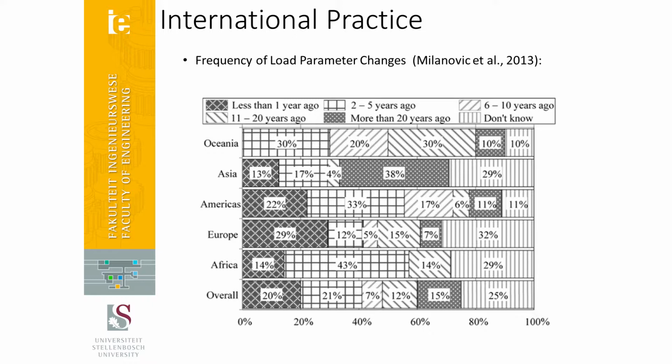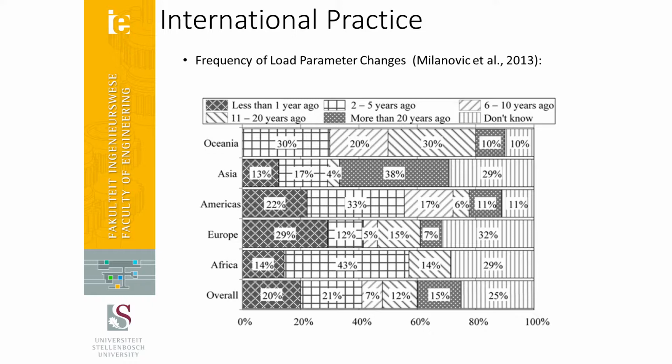Then you look at Europe. You find that about 29% of the utility companies had revisions less than a year ago. So they're continually revising the parameters, revising the load models. And I think what's also interesting probably is if you look at Asia, they have 38% saying that the models were reviewed more than 20 years ago.